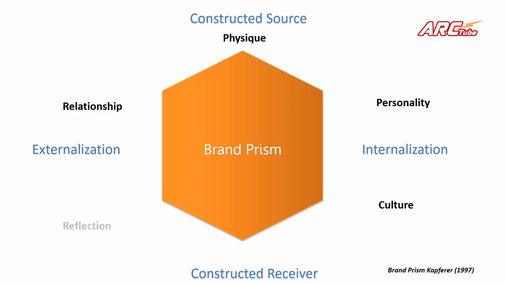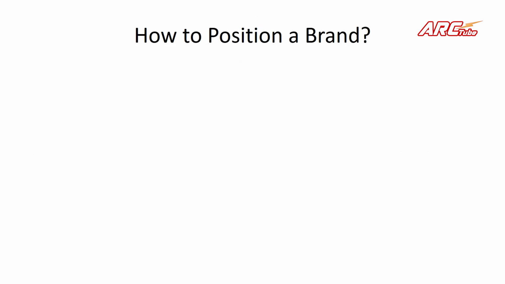Then you have the reflection. It's about the consumer perception of what the brand stands for. For example, Coca-Cola is perceived as a young and fun lifestyle brand. So that's about the brand prism. Now, let's focus on self-image. What do you mean by self-image? It's the customer's own image projected onto the brand or vice versa. Then we are going to discuss how to position a brand.